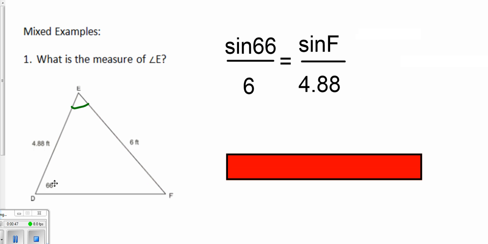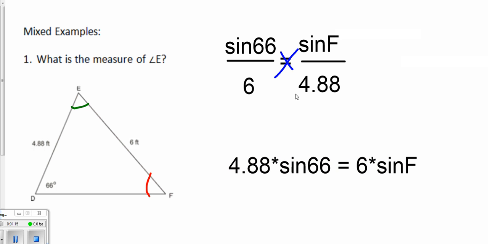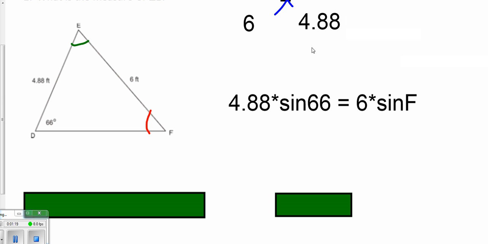Say that sine of 66 matches with 6 right here. Sine of F matches with 4.88. So F is this one here. Once I know this angle and this angle, I can figure out this one. So I don't have to use directly the law of sines to figure that one out. But when we're at this point, we just cross multiply, and we would get 4.88 times the sine of 66 equals 6 times the sine of F.